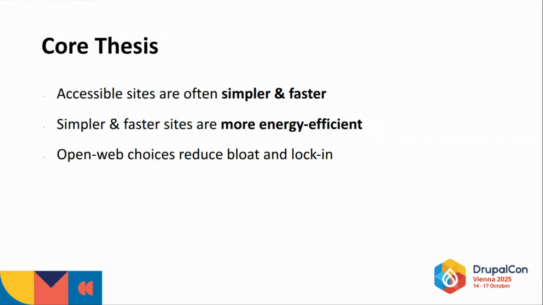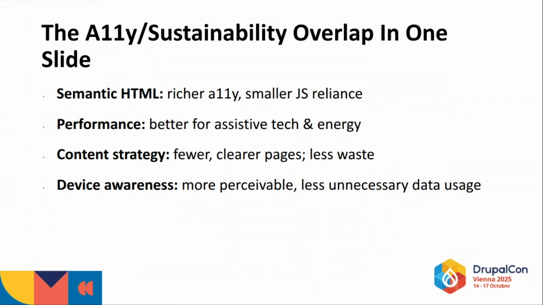So I think the core thesis here is that, or let me try and put it this way. The core thesis is that accessible websites are often simpler and faster. Simpler and faster websites are more energy efficient in themselves, and open web choices reduce bloat and lock-in. So ultimately, less cognitive load and fewer bytes shipped can equal better for users and better for the planet. That's a sort of core thesis there.